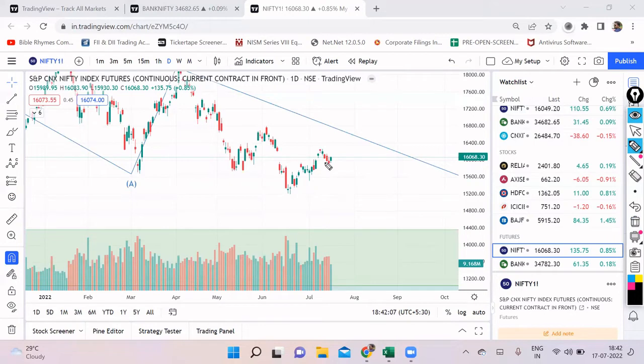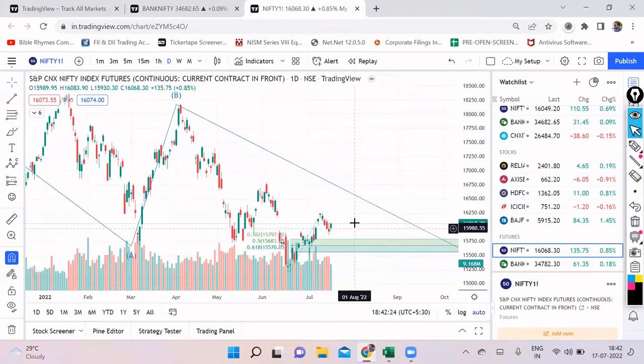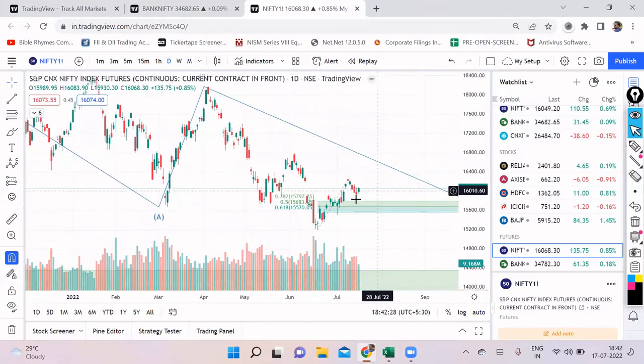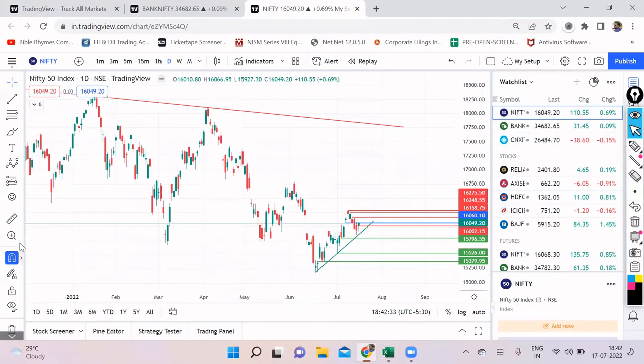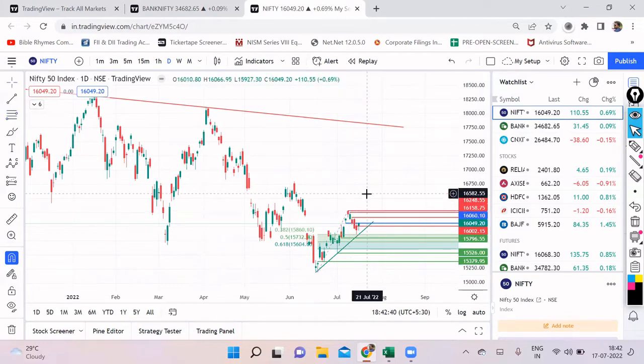So basically, let me just show you, or let me just put a Fibonacci retracement. So we'll choose the swing low and the swing high. So this is index future, hence this looks a little different. But if we do it on the spot, this is the low, this is the high.